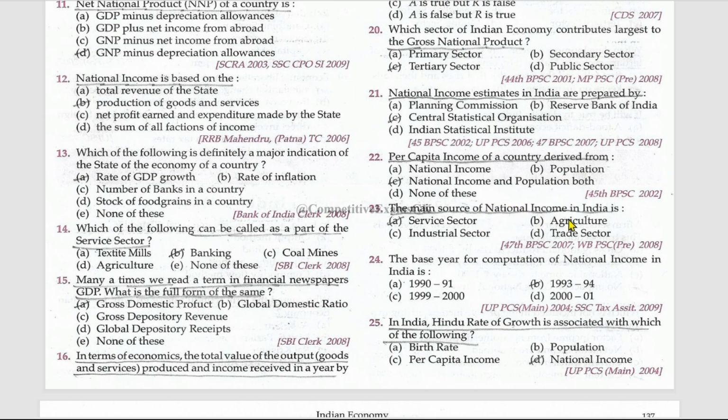The main source of national income in India is the service sector. The base year of computation of national income in India is 1993-94. In India, Hindu rate of growth is associated with which of the following? That is national income.